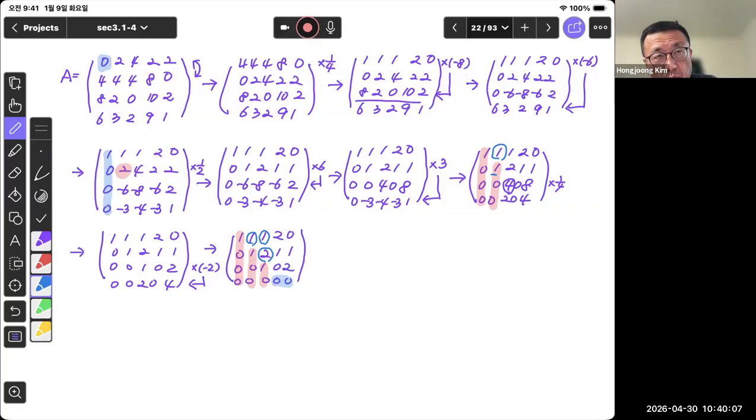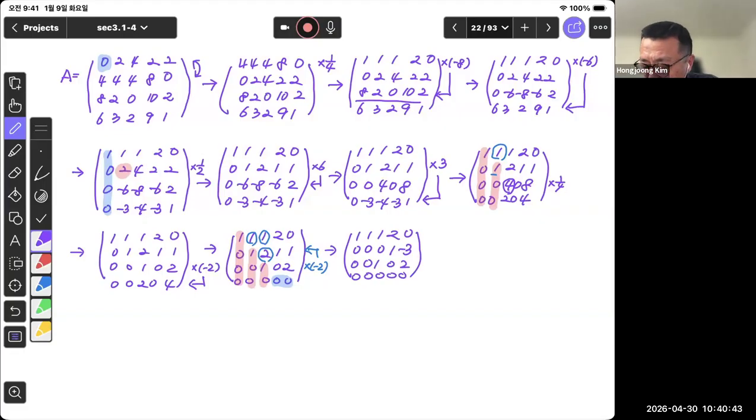But when I handle those three numbers, I will go in the reverse order. I mean, I multiply -2 to the third row and then add it to the second row. Then the matrix becomes 1, 1, 1, 2, 0, 0, 0, 0, 1, and -3. And 0, 0, 1, 0, 2, 0.